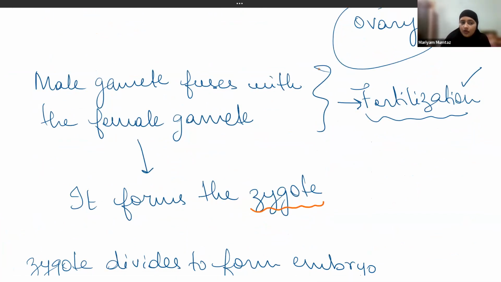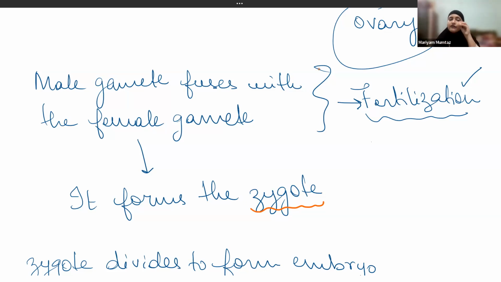This whole process is known as fertilization. Fertilization is the process wherein the male gamete fuses with the female gamete, meaning the male gamete of the male part, which is coming out from the pollen.